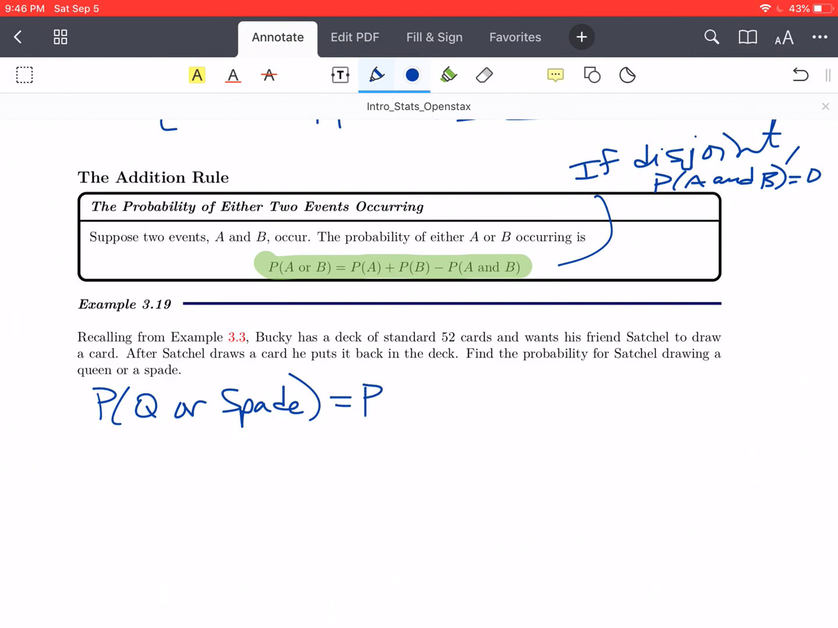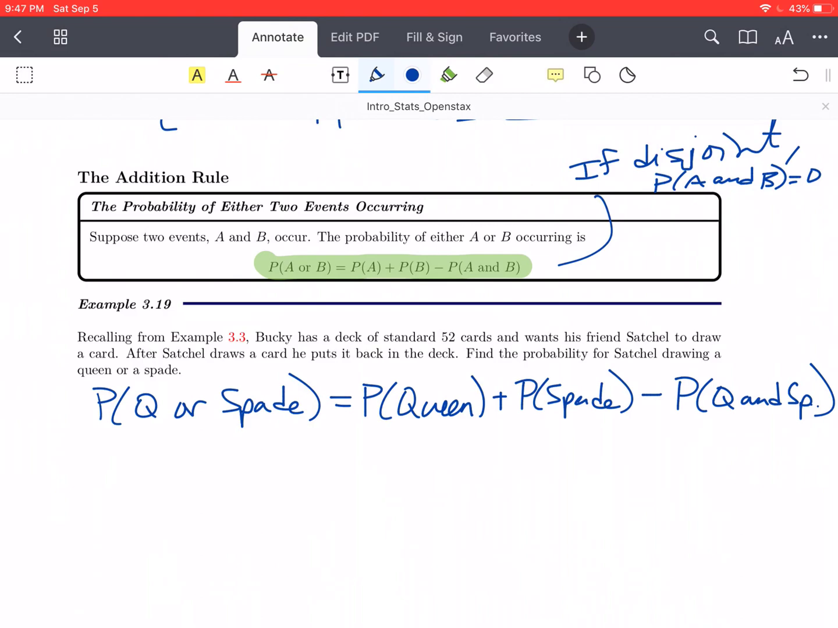That's going to be the probability of getting a queen plus the probability of getting a spade minus the probability of getting a queen and a spade. Okay, so that's our setup. So now, the probability of getting a queen, there are 4 of them in the deck of 52 cards. They put the card back, so we have not changed the number of cards, we have not changed the probability.